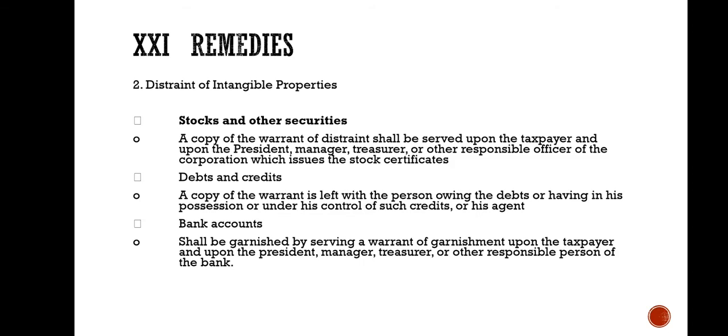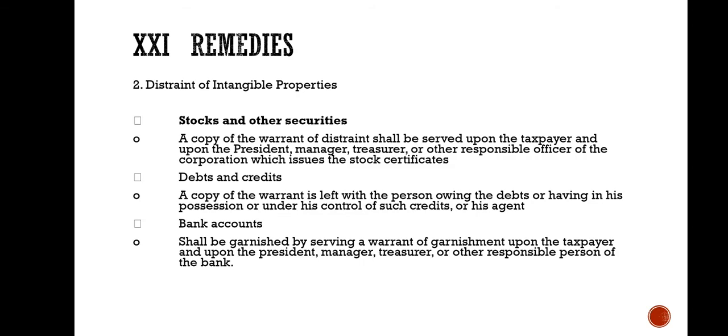In case of distraint of intangible properties, such as stocks and other securities, a copy of the warrant of distraint shall be served upon the taxpayer and upon the president, manager, treasurer, or other responsible officer of the corporation which issues the stock certificates. In case of debts and credits, a copy of the warrant is left with the person owing the debts or having in his possession or under his control such credits, or his agent.